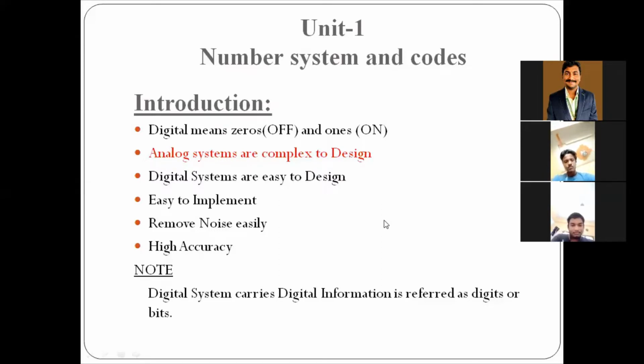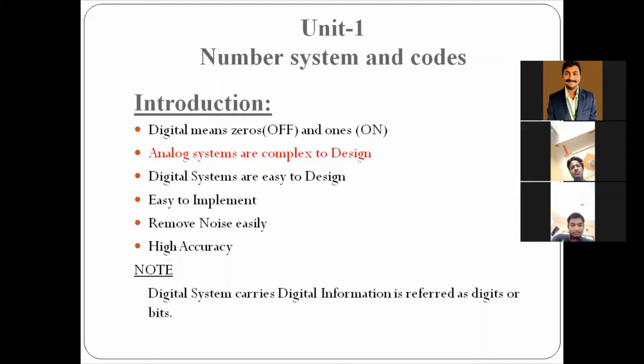And analog systems are very complex to design, so people were moving towards digital design. Digital systems are very easy to design and easy to implement, they remove noise easily, and we get high accuracy. How digital systems are designed, how they are easy to implement and how they remove noise easily, we'll discuss in further classes. High accuracy means the transmitted data accuracy is very high in communication: whatever the transmitting section transmits, the receiving section receives fully accurately, 100% of the data.